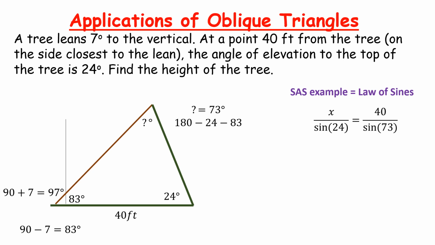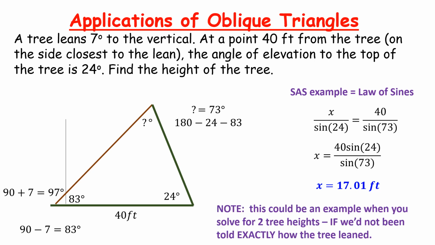So x over sine of 24, that is the angle across from where our tree is, equals 40 over sine of 73. That's this distance on the ground and that angle. Cross multiply, isolate x, and in your calculator you can type in the ratio 40 sine of 24 divided by sine of 73, and that gives us about 17.01 feet. Good job. Now, again, this example was specific, leans to the vertical.